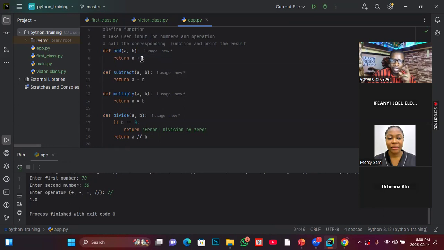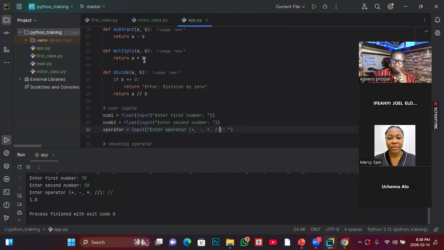This one is for add, and you say it's going to be plus. This one is for subtraction, and you say it's going to be minus. This one is for times, and you say it's going to be this, and this one is for division. Now here, you capture all those signs inside here.